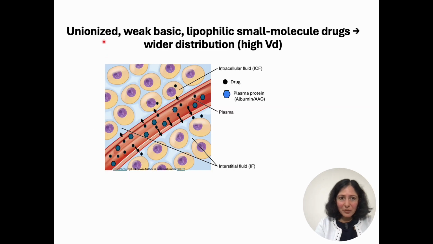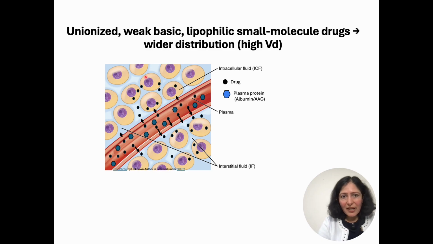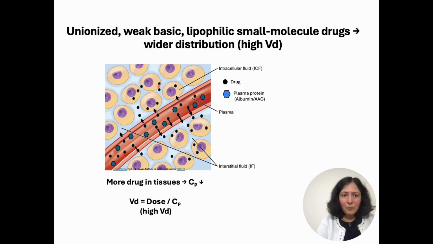Unionized. Unionized means uncharged. Weak, basic. Lipophilic, small molecules, they have wider distribution. So if they are uncharged, weakly basic, and lipid-loving, they would have a wider distribution, and the drug would distribute more into the interstitial and the intracellular compartments. Now, more drug is in the tissue and less is in the plasma. The concentration of the drug in the plasma decreases.